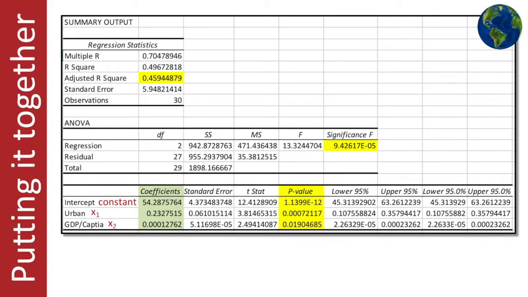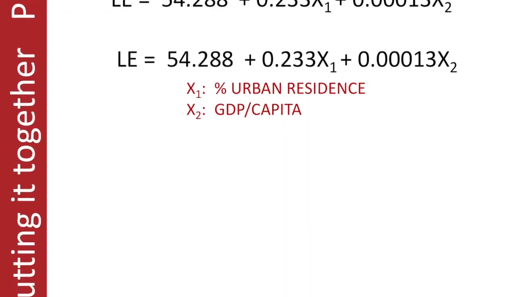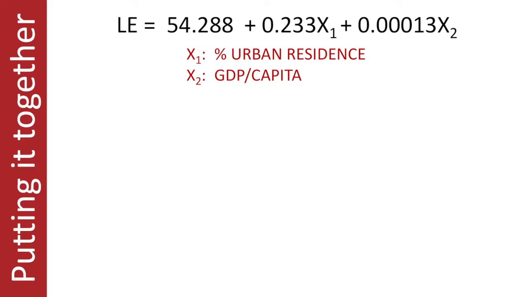It just makes it easier to write out later. And actually, now you're looking at the equation, but let's just type it out like this. We have life expectancy equals 54.288 plus 0.233 x1 plus 0.00013 x2. Voila. Okay, it's not too exciting just sitting there, I agree. So, you know what? We'll take it for a test run. Let's see if we can predict the life expectancy of a few countries.